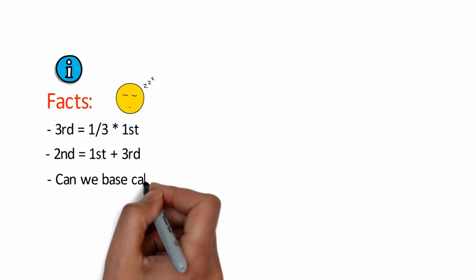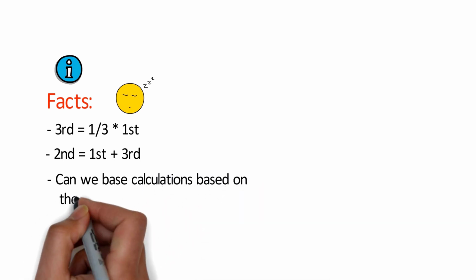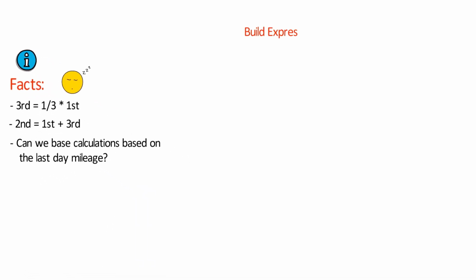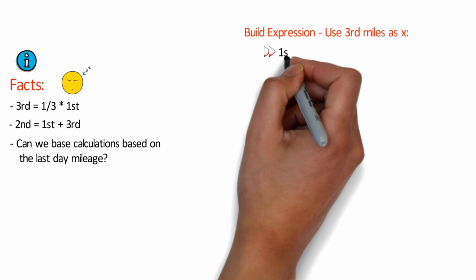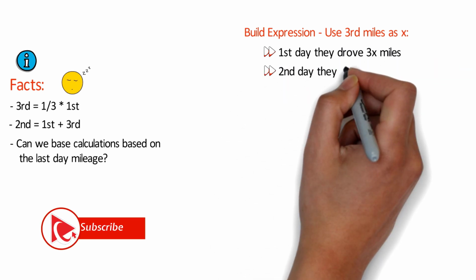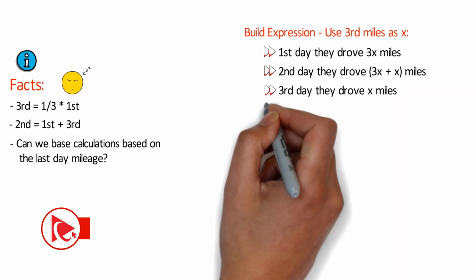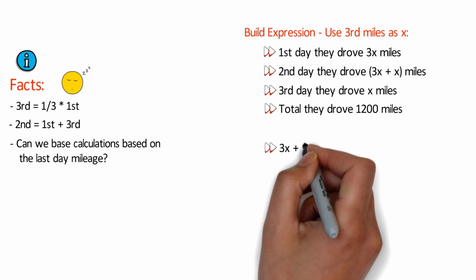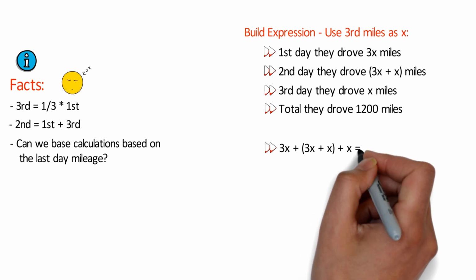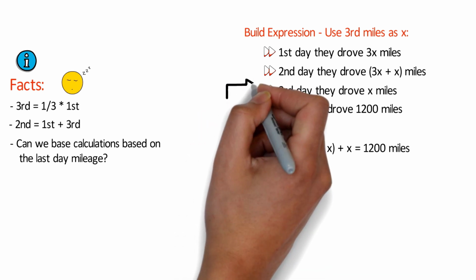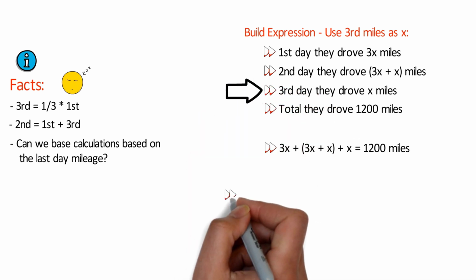So what's interesting here, can we base our calculations on the last day mileage? What I mean by that is, can we use the third day miles as x in the expression we're trying to build? Based on this information, on the first day, they drove 3x miles. On the second day, they drove 3x plus x miles. In total, they drove 1,200 miles. So now we can build an expression: 3x plus (3x plus x) plus an additional x equals 1,200 miles.